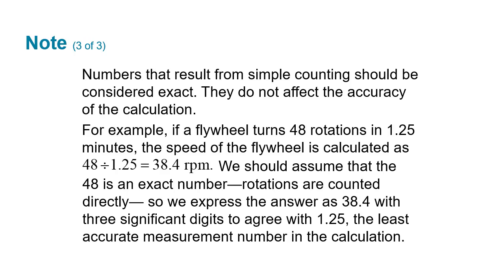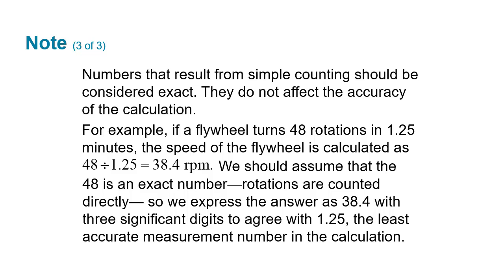So that's where multiplication and division gets a little tricky: we're not rounding to the least precise number, right? We're not rounding to the lowest level of significant digits. Instead, we're rounding to the lowest number of significant digits.